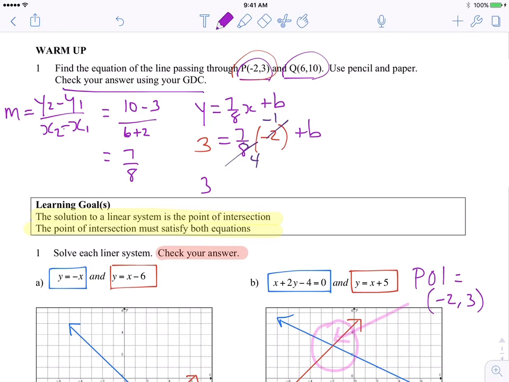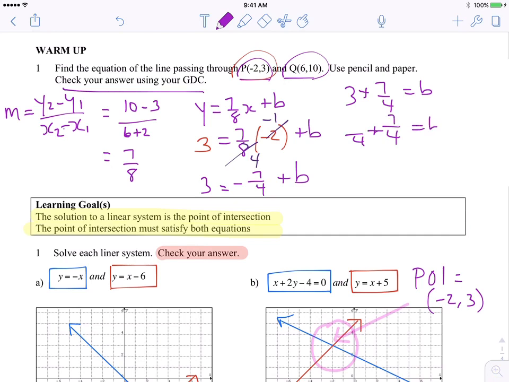So that's why now I have 3 equals negative 7/4 and then plus b. I want to solve for b, so we're going to add 7/4 to both sides. So 3 plus 7/4 equals b, and then the common denominator here will be 4.